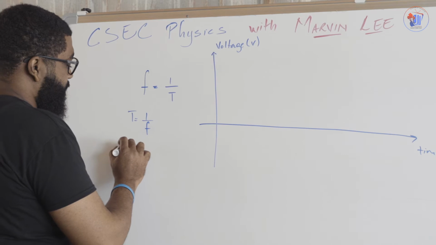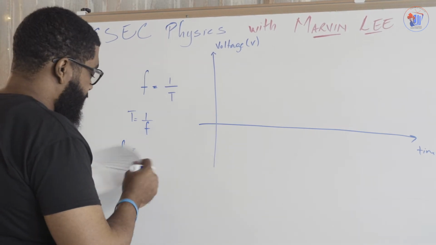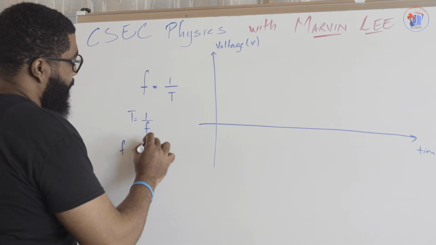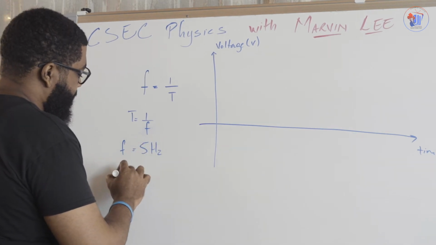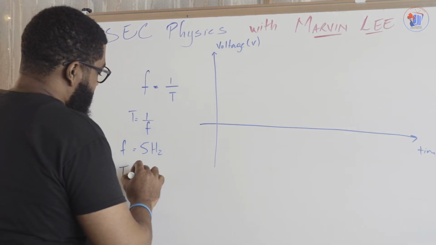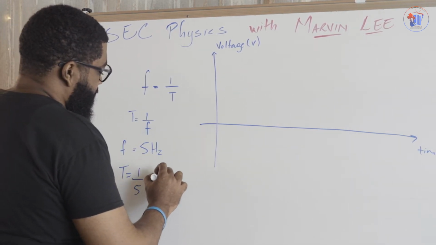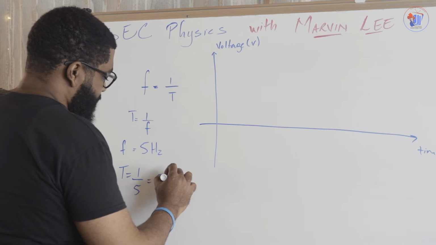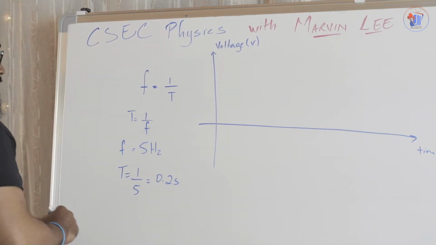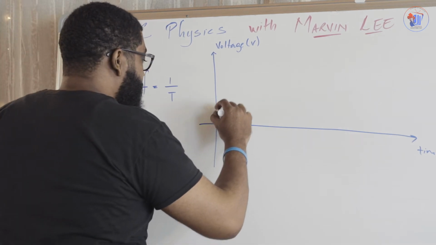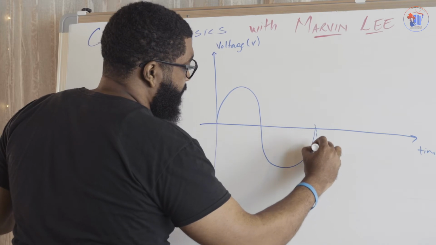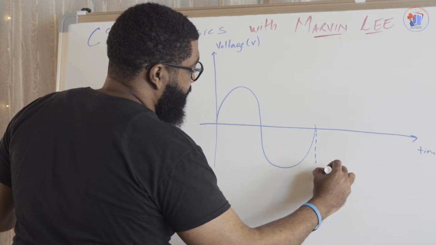In this case, frequency is listed as 5 hertz. What does that mean? The period or the time taken for one complete waveform is 1 upon 5, which is 0.2 seconds. What does that mean? It means from the start of the wave all the way to the end here is 0.2 seconds.